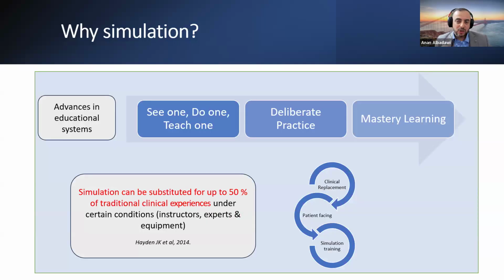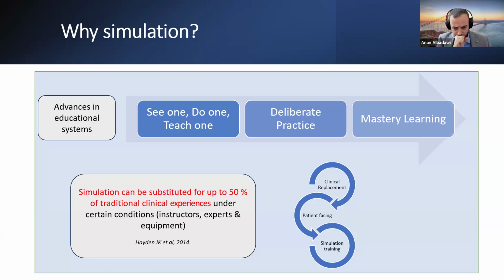Reason number two. The common teaching methodology in academia heavily relied, or was heavily reliant, on lectures and presentations. That creates a significant discrepancy between academia and the clinical settings. So simulation forms a bridge between academia and the clinical settings. There are many approaches to simulation-based education, starting from the see one, do one, teach one approach, which is outdated. We will come to that later, to one of the modern approaches to simulation, which is simulation-based mastery learning.